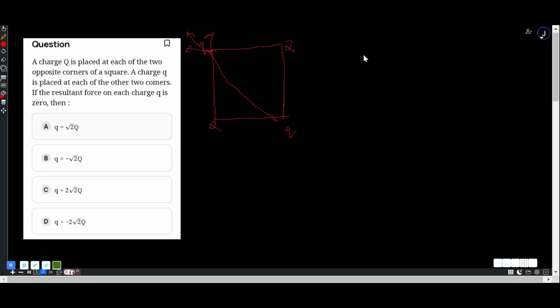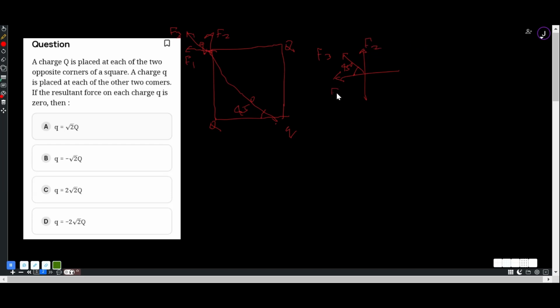As you would notice, we are presuming all the charges to be positive. From the two capital Q's we have two forces operating on this smaller q charge, which are F1 and F2, and then we have an F3 force coming from the other end of the square, the diagonal one, on the small q. Now we know that the diagonal in a square is at 45 degrees, so the forces will also make the same angle. That's a parallel lines property.